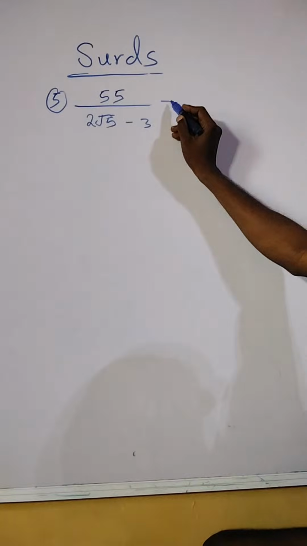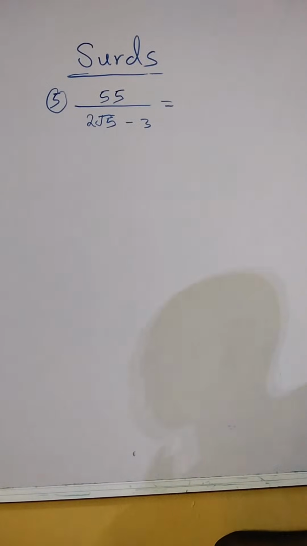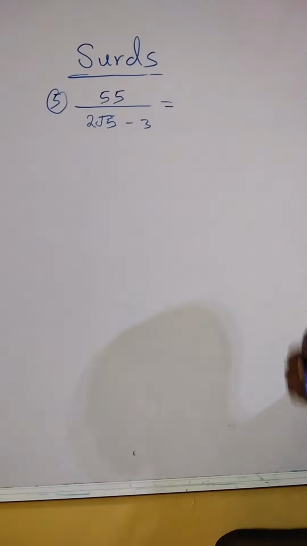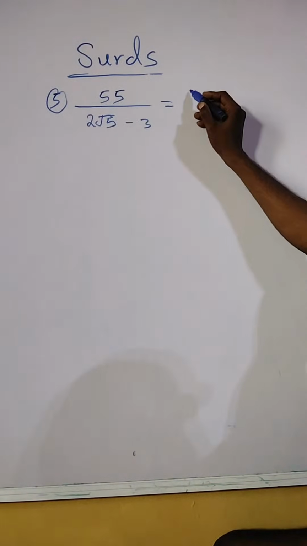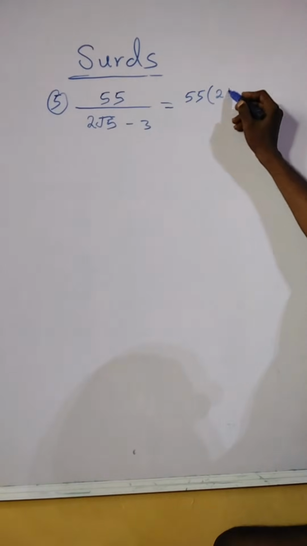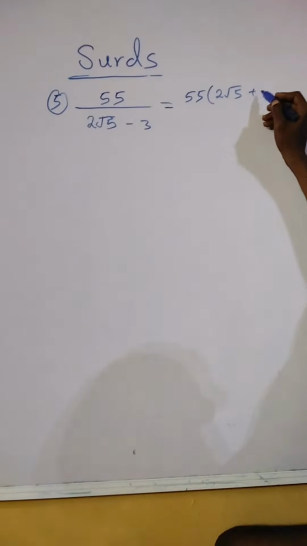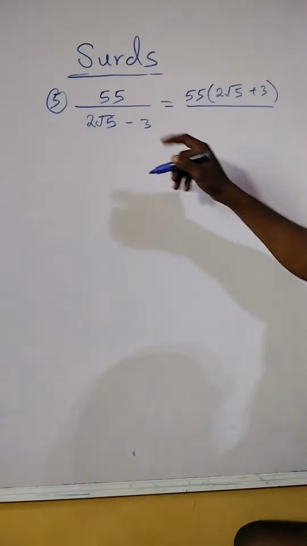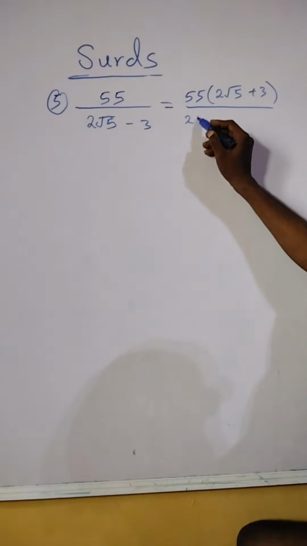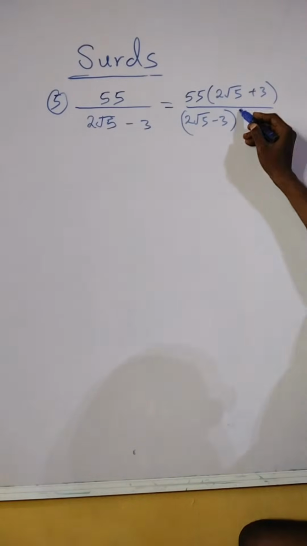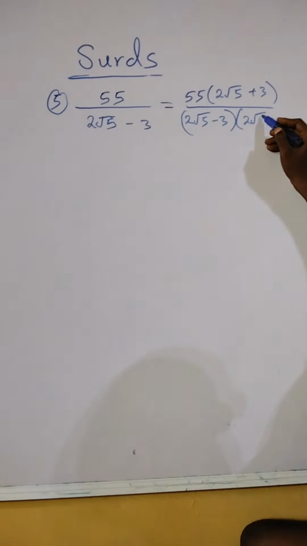Also here we rationalize this surd. Multiply the numerator and denominator by the conjugate surd of the denominator. That is here, you can say this is 55 multiplied by the conjugate surd here, that's 2 root 5 plus 3. Also multiplying this by its conjugate surd. That is, we have 2 root 5 minus 3 times 2 root 5 plus 3.